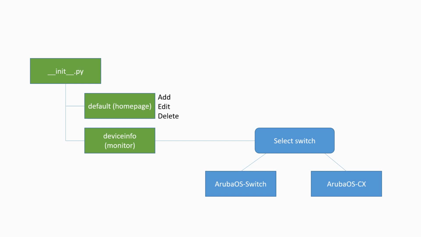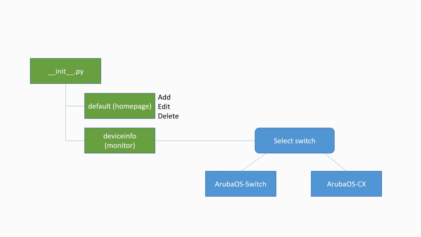The second page is the one that we will be focusing on. That's the device info page, and this is where all the dynamic stuff takes place. This page shows you the device and interface information, as well as some line charts with CPU and memory utilization. On the device info page, you have to select one of the devices from the pull down list, and these are the devices that are created on the main page.